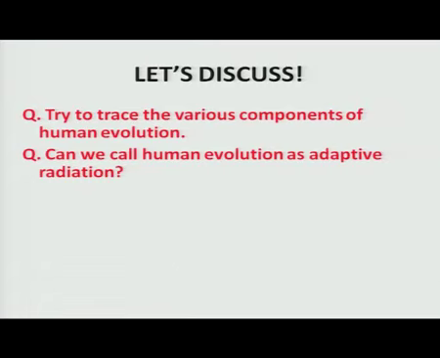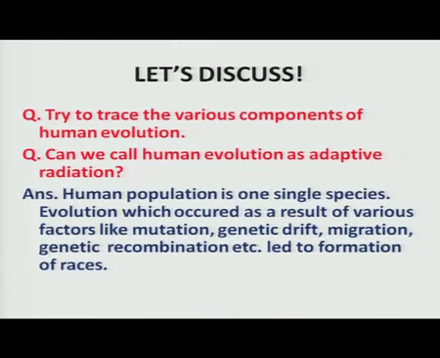Think about it. No, we cannot call human evolution as an adaptive radiation because humans evolved into and went to other places and there were other factors like mutation, genetic drift, migration, genetic recombination, but still human remains to be a single species. There is no division or bifurcation or lineages of this species, so we cannot say it to be as adaptive radiation.